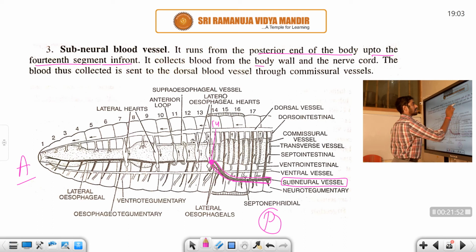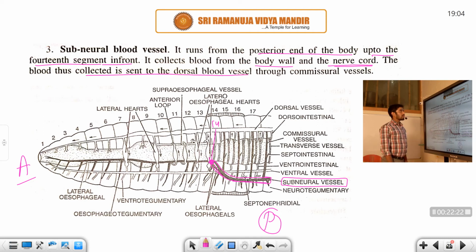It collects blood from the body wall and the nerve cord. As already noted, the body wall has a different type of blood circulation going on. The blood is collected by the subneural vessel, and at the same time the nerve cord also collects blood from the body wall. That is the duty of the subneural vessel, and the blood collected is sent to the dorsal blood vessel. So after collecting the blood, it is pumped to the dorsal blood vessel. How is it pumped to the dorsal blood vessel?